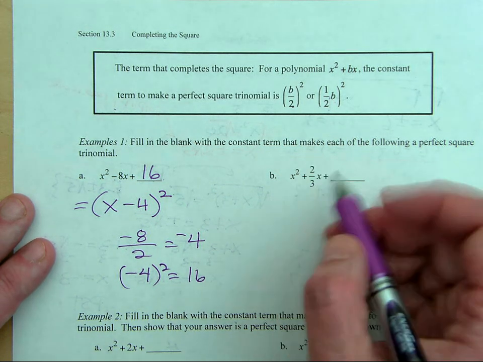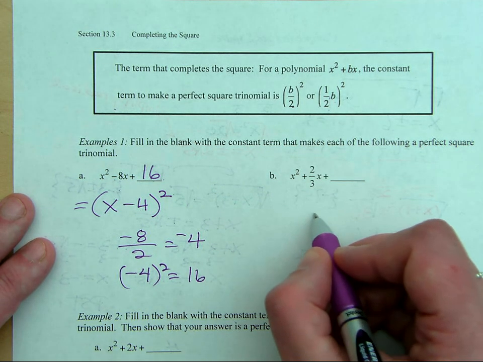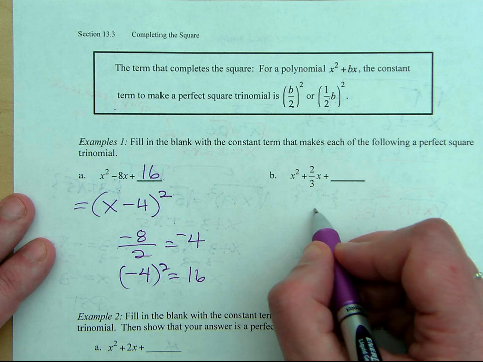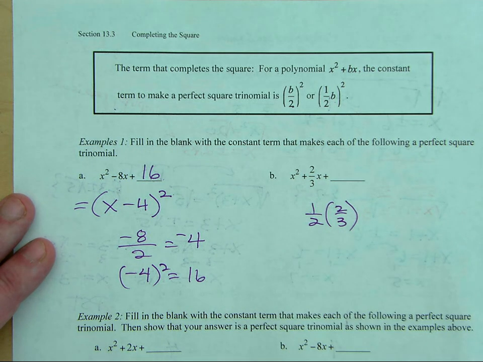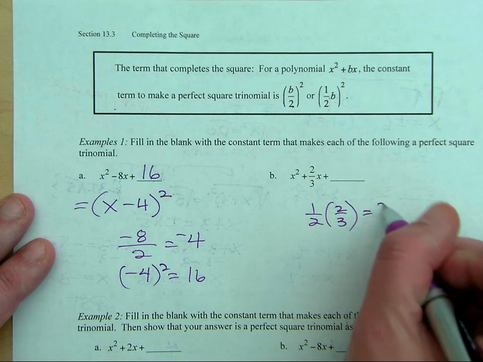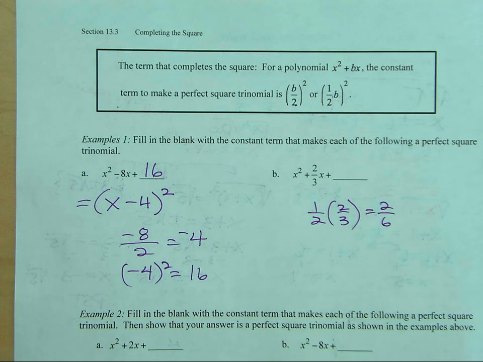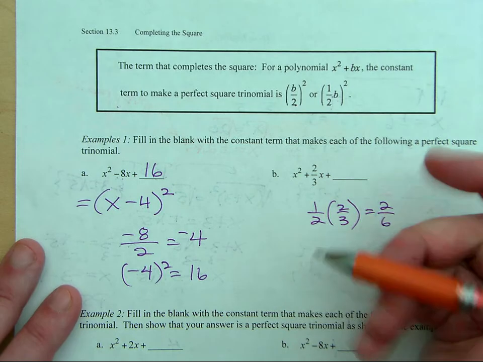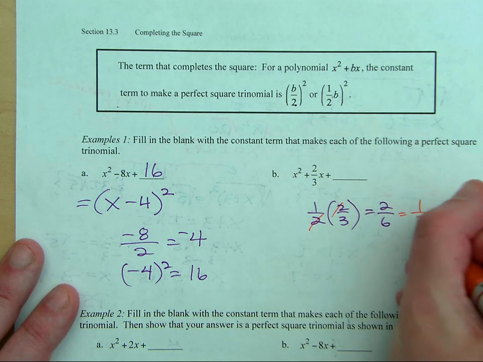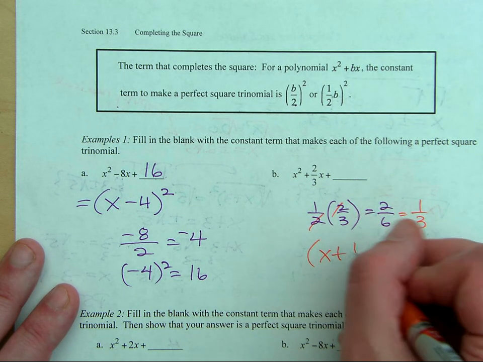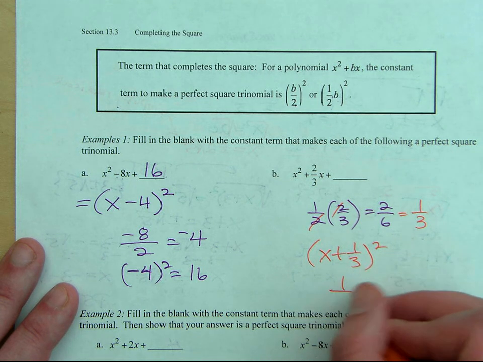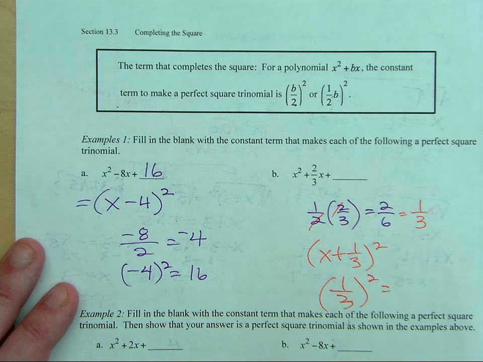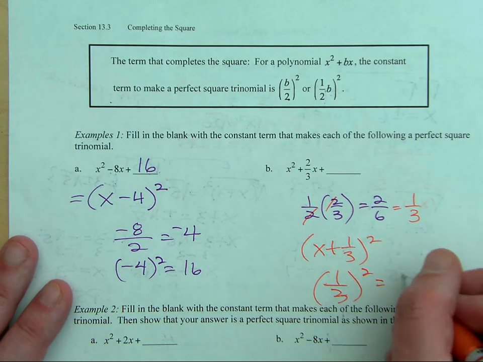We can do the same thing here, even though this is a fraction. So I'm going to take half of 2/3. What's half of 2/3? I heard 2/6. Yes, it is 2/6. Could you reduce that? It's 1/3. And notice that you could have cross-canceled. So this is equal to 1/3. So now we have x plus 1/3 squared. If I squared the 1/3, what do I get? 1/3 squared equals 1/9.